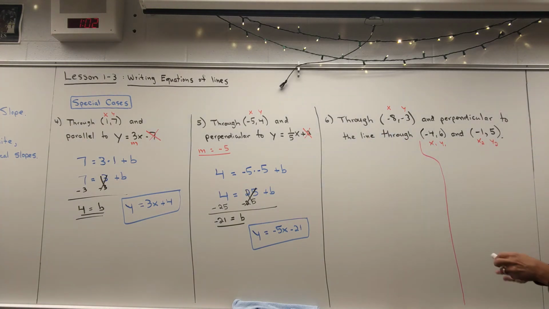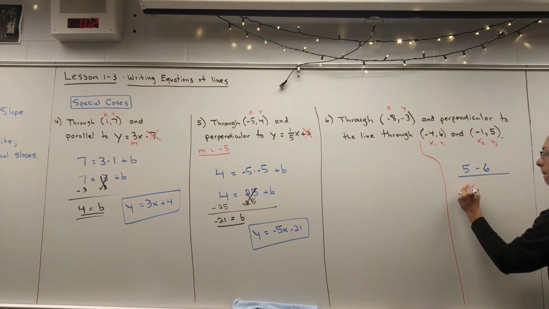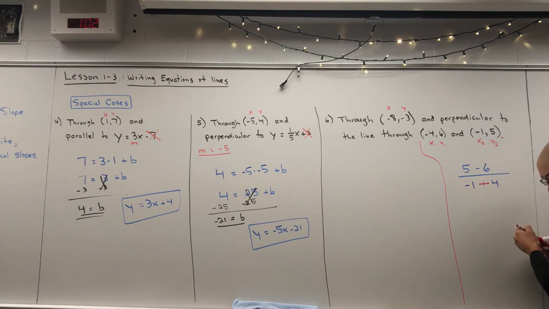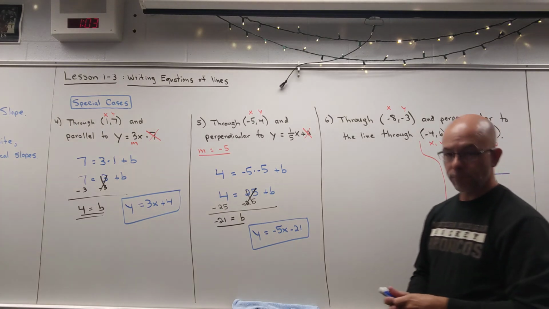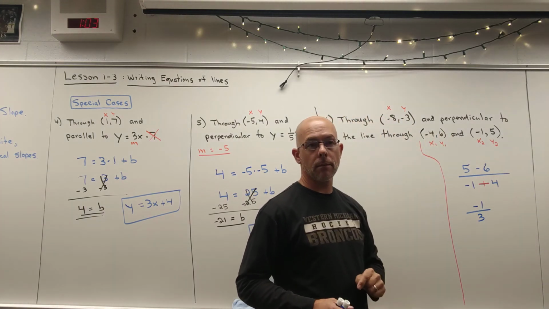Folks, we need slope. So y2 minus y1 over x2 minus x1. Folks, please notice, as before, if I have a minus and negative, I change it to plus. That's right here. Okay, 5 minus 6 is -1. -1 plus 4 is 3. We got to pay super close attention right here. The slope of the line that goes through these 2 points is -1/3.